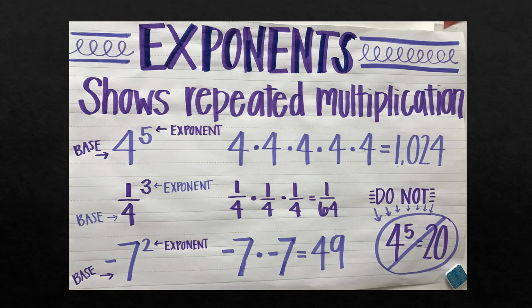Remember that we can write exponents using any number, not just whole numbers. You can have negative numbers, fractions, and decimals in exponential expressions. They all follow the same basic pattern of repeated multiplication.